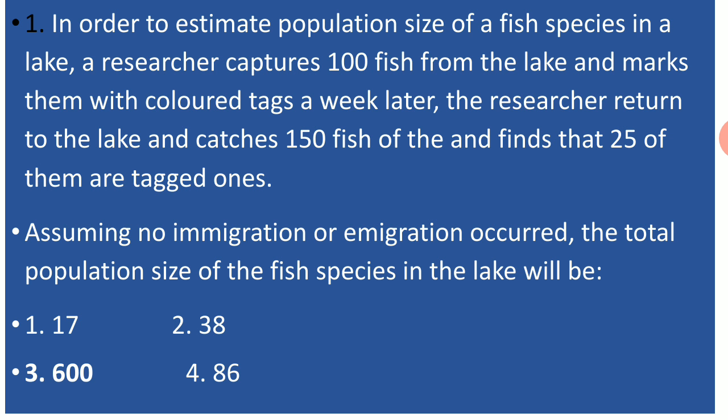So this is the question. In order to estimate the population size of a fish species in a lake, a researcher captures 100 fish from the lake and marks them with color tags. A week later he catches 150 fish, of which 25 were tagged ones. Okay, so 25 upon 150 is equal to 100 upon the total population size. This is the one. So the answer should be the third, 600.